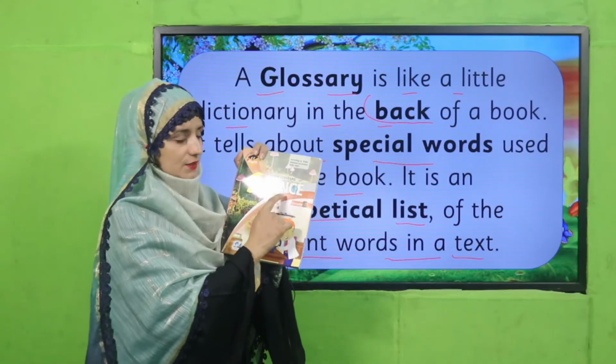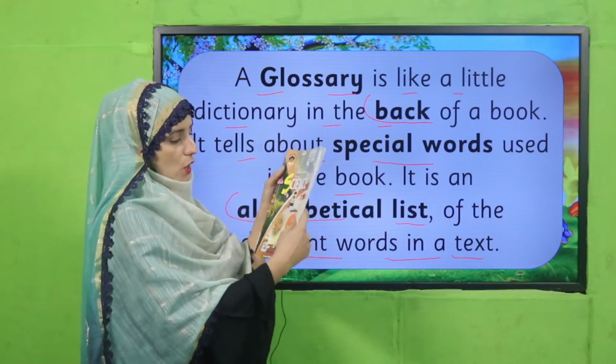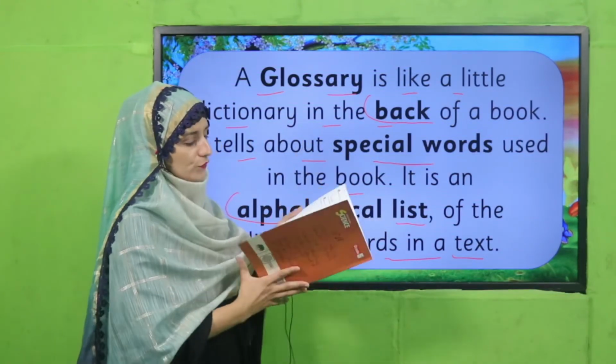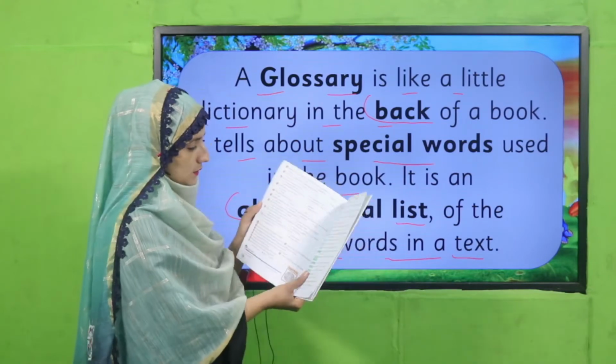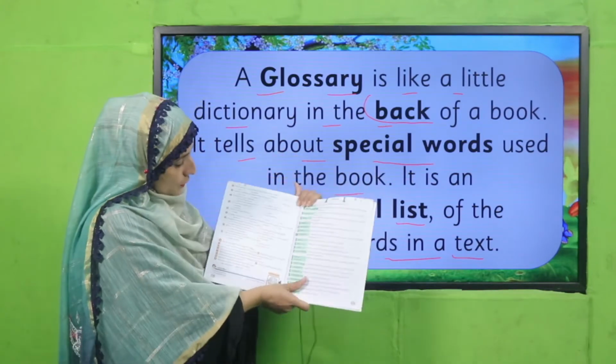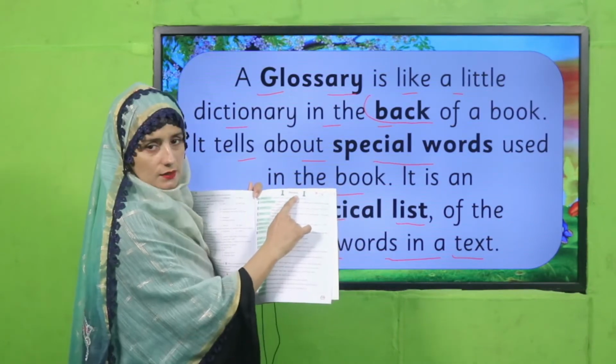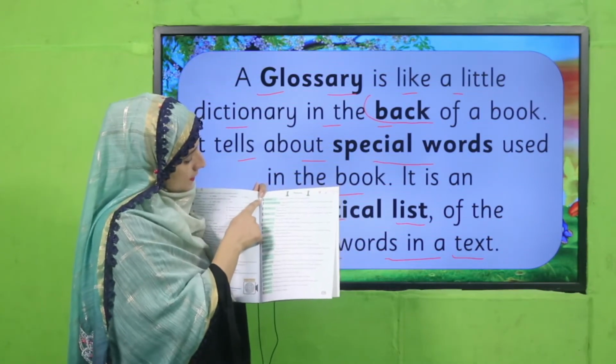This is Science Grade 5. So now I am going to open what we have at the back of the book. So let's see. Yes, see there, my dear students. Have you opened? Glossary. Yes.